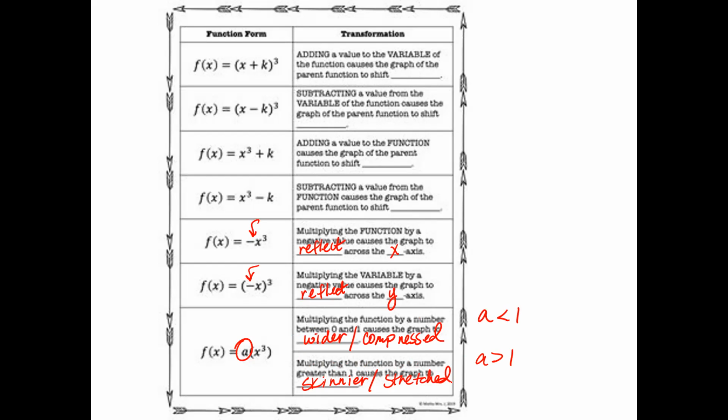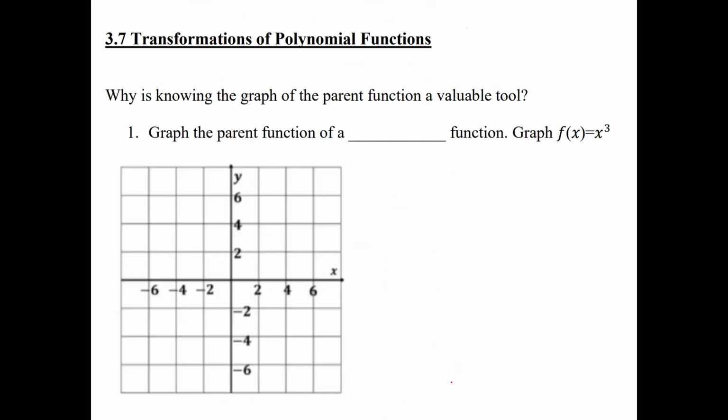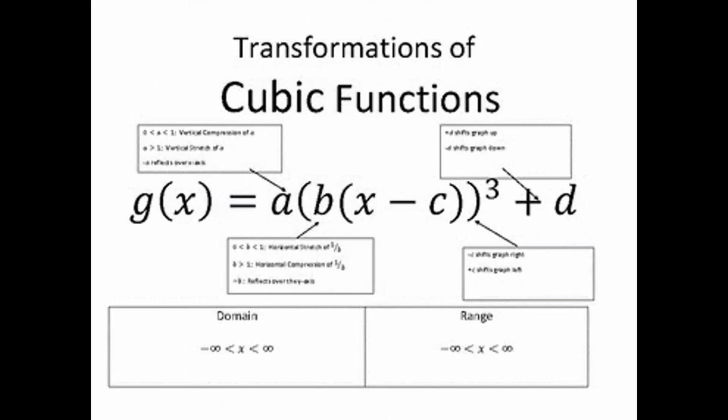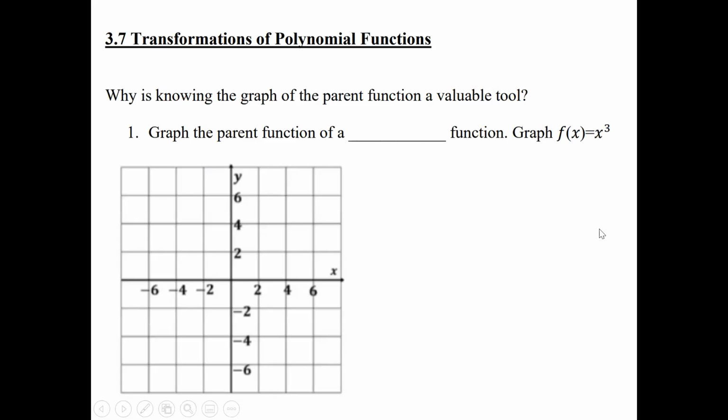Okay, so now that you have the part 2 transformations of a cubic function, let's go over some of the notes affiliated with this. Go to your white packet, and we'll get started right here on 3.7, transformation of polynomial functions. For those of you on Zoom with me, this is what you should have filled out from the last part, so pause the video if you need to. Then we're going to go on to your guided notes on 3.7.